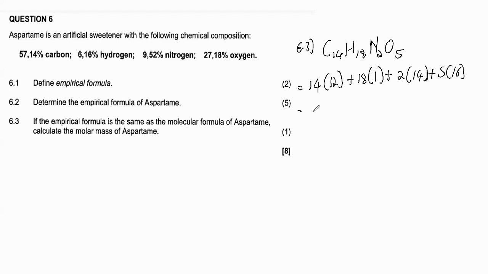Now, all we have to do is simply punch all of this into our calculator, and then we will get 294 grams per mole, right? So that becomes our solution for 6.3.